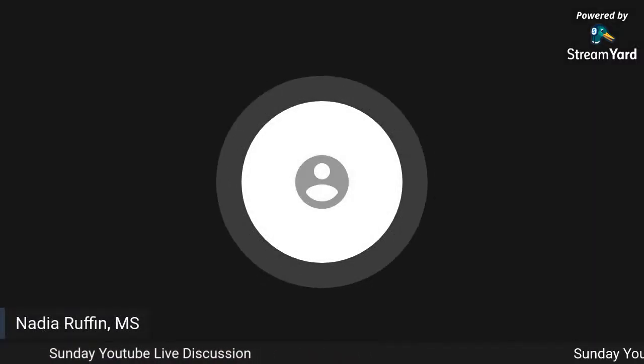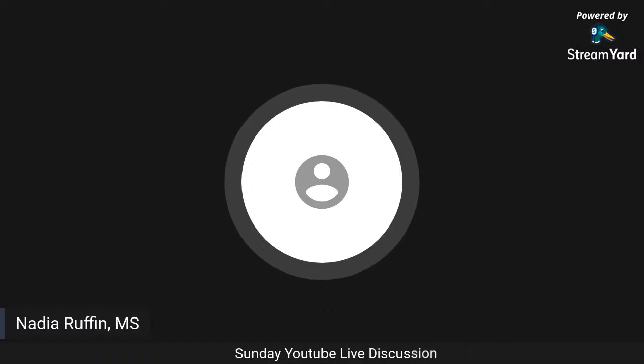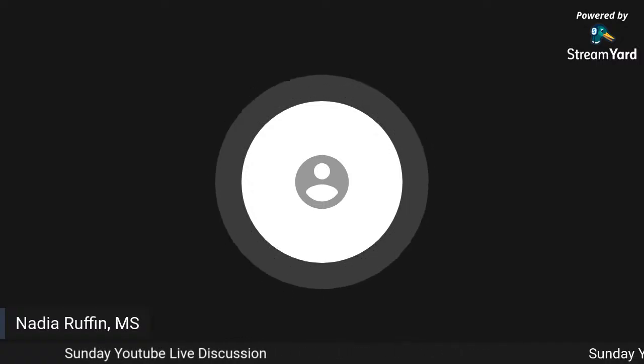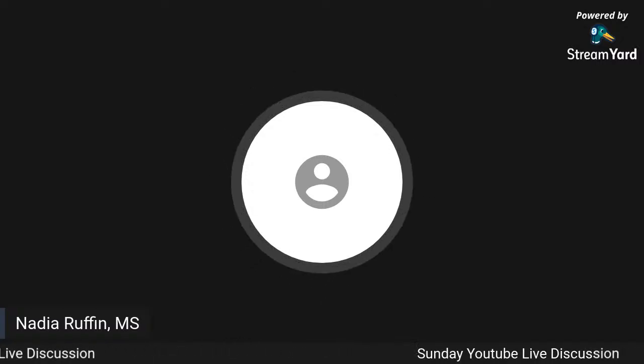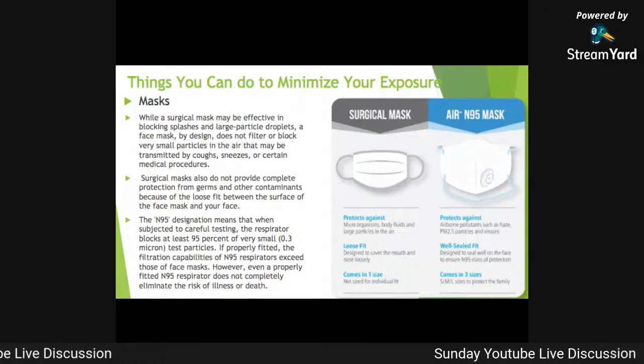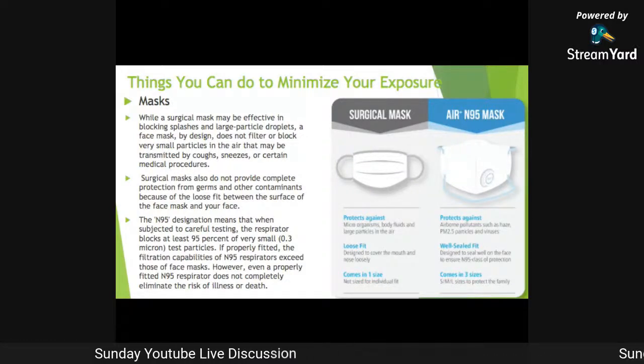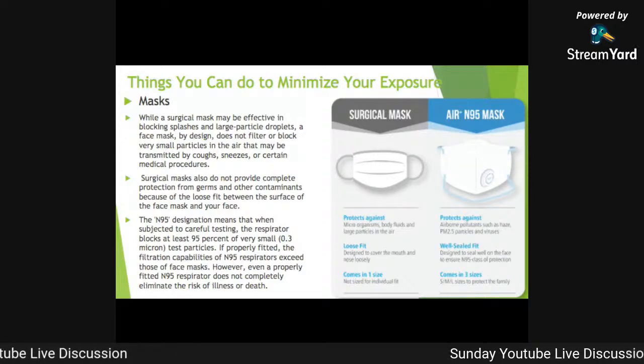So some other things that you can do to minimize your exposure, we're going to talk about masks for a second, because I know people have been making their own masks out of weird things. They've been selling masks. Some people have found the respirator mask online, and I don't even know how good they are, especially the sources they may be getting them from. They may not even be what people think they are.